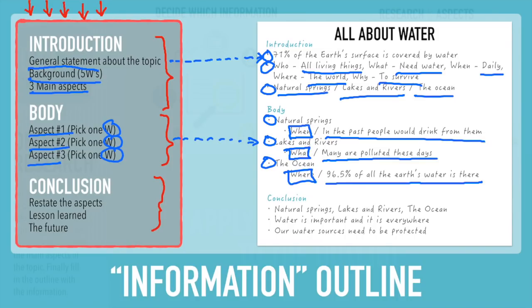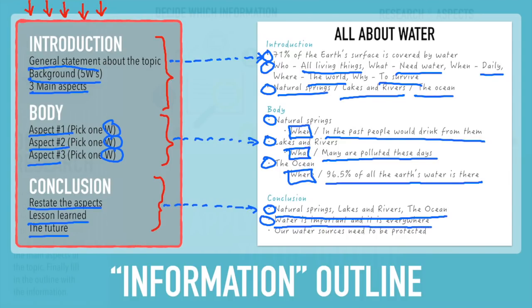And finally, the conclusion, all right? Remember, this is what you're also going to do on this day. Now I need to restate the aspects, say the lesson learned, and the future. So this is what you're going to do. This is the example I've given. Natural springs, lakes and rivers, and the ocean. Then for lesson learned, water is important and it is everywhere.